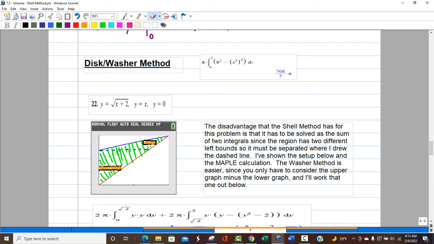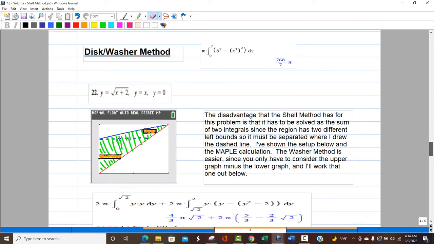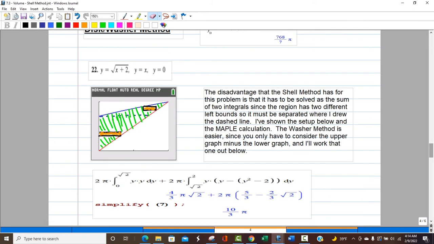So what would have to happen here to use the shell method is you would have to do two shell methods and add those results together, which I've set up for you. I'll just show them. I'm not going to do all the work on these, but I've got them set up, and I'm going to explain how they're set up. Now the separation point on the y-axis is the square root of 2, because when x equals 0, you plug it right into there, 0 for x, and you're going to get the square root of 2. And then here, for y equals x, it's going to be at 2.